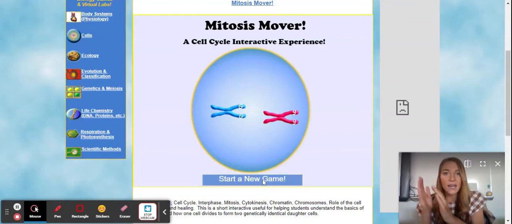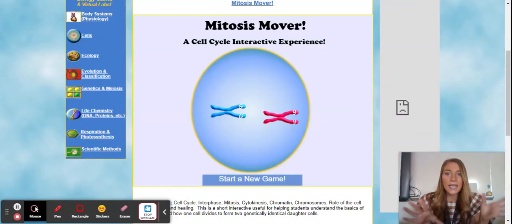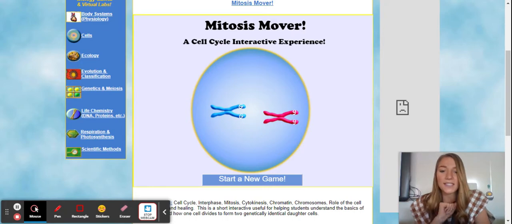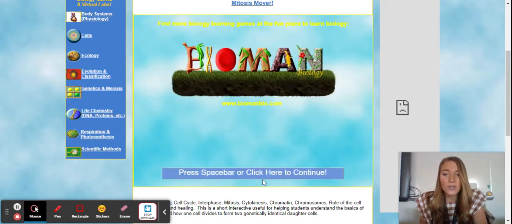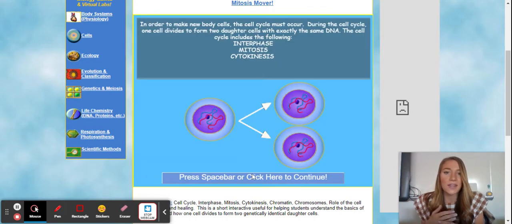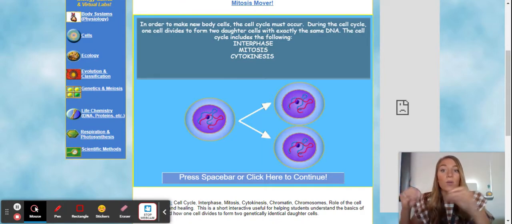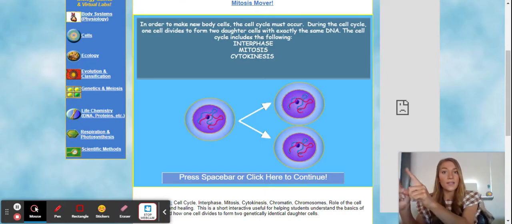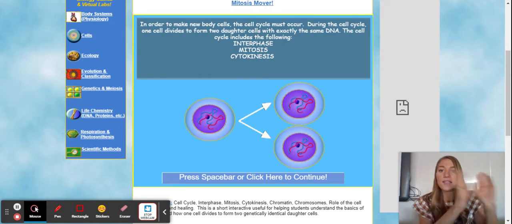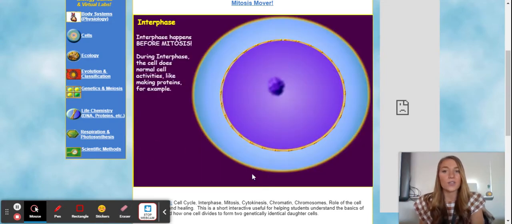All right, guys, it is time to look at an interactive experience of mitosis and the cell cycle. We're going to click Start a New Game, click here to continue, and this is where we're going to start looking at this animation. It says in order to make new body cells, we have to do the cell cycle. During the cell cycle, one cell will divide to form two daughter cells with the exact same DNA. The cell cycle goes through interphase, then mitosis, and cytokinesis is last to divide our two cells.